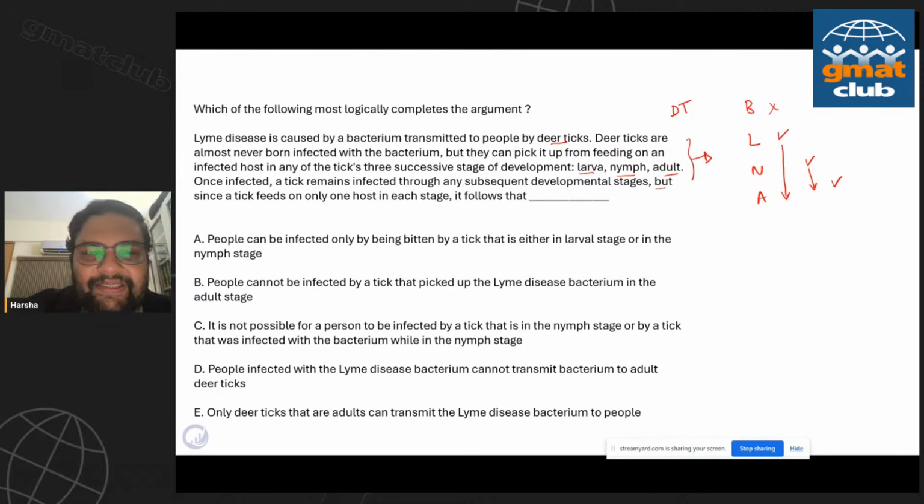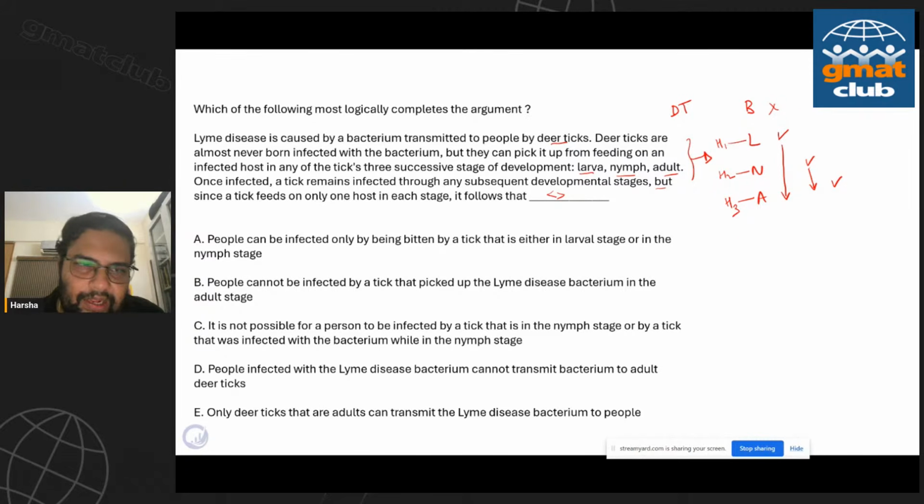But since a tick feeds on only one host in each stage, this is very interesting. So for this stage, there is a host. This stage, there is a unique individual single host. Similarly, for this stage also, there is a host. Very interesting. It follows that... So I hope you guys realize this is an inference question. What logically follows? Now, the debate is between choices B and D.